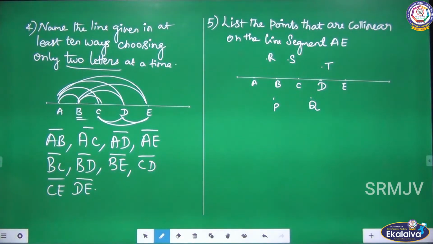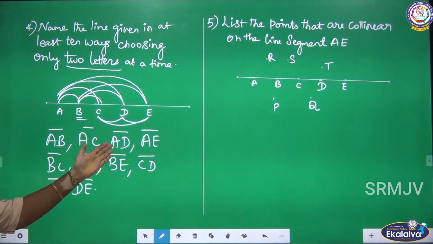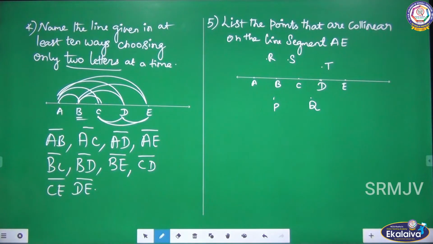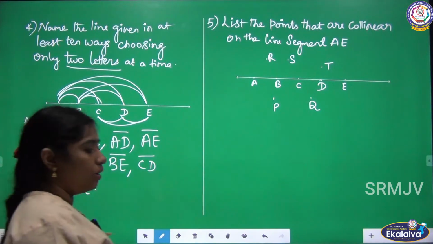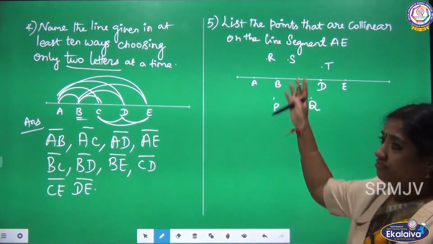Okay. See, AB, AC, AD, AE. The A part is over. Next I am coming for the B. So BC, BD, BE, CD, and finally CE, and DE is there. Okay. So these are the 10 ways I am going to write. Can you clear this, children? It is in the straight line, what are the points they are given? I am going to arrange them in 2 letters. Got it?